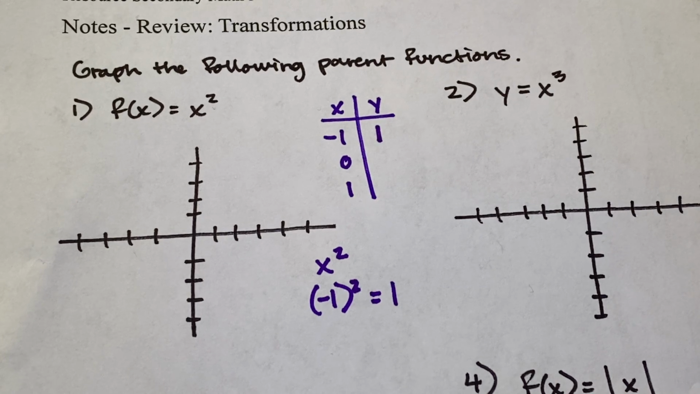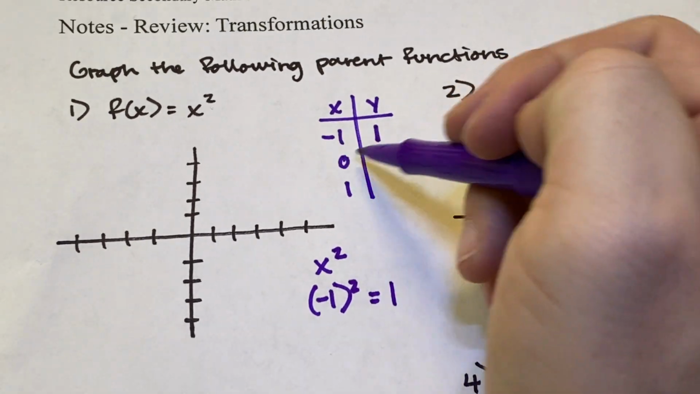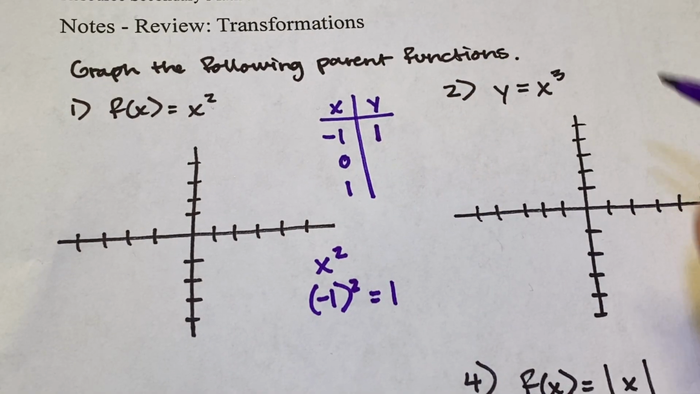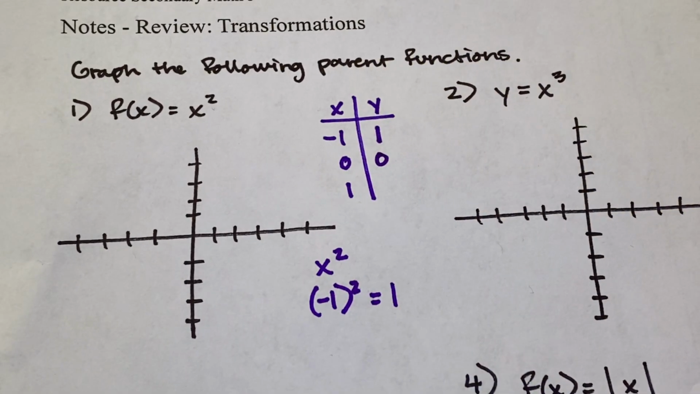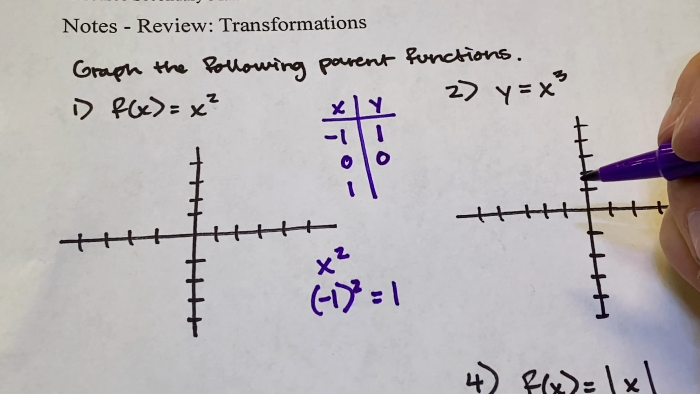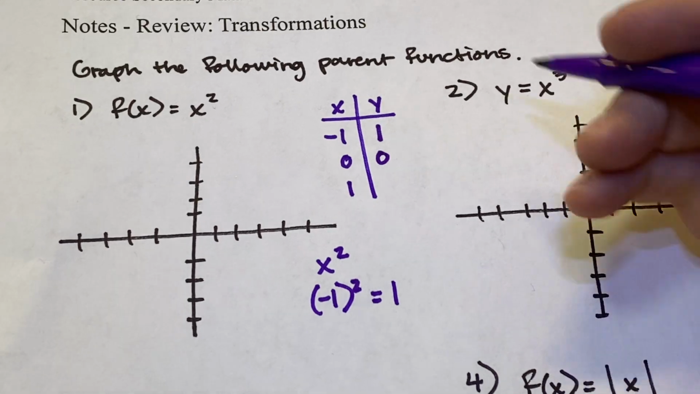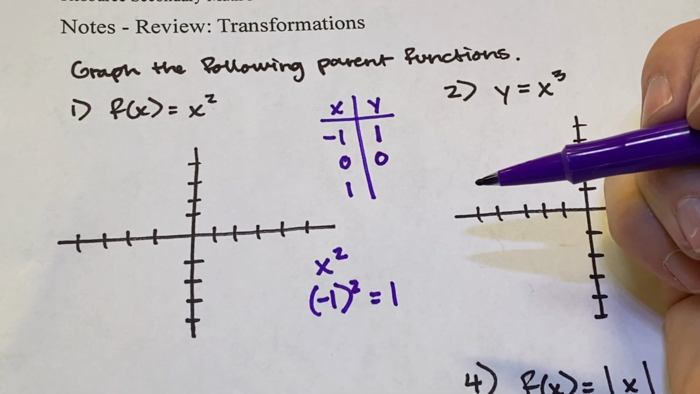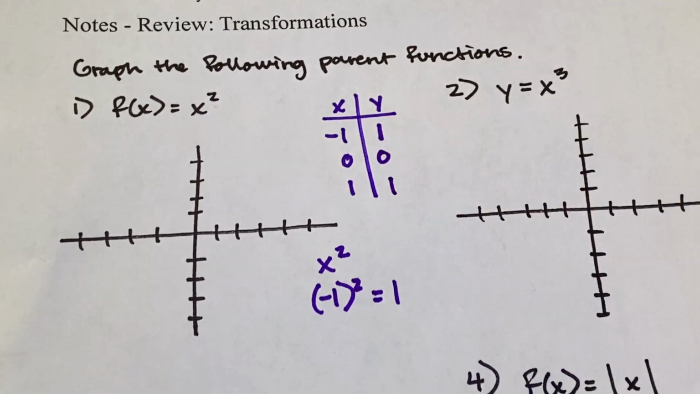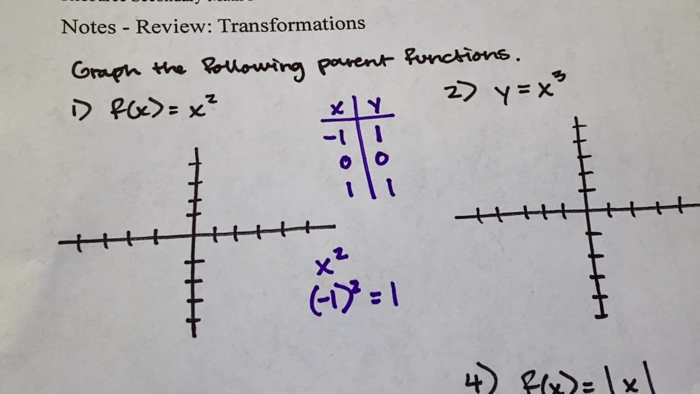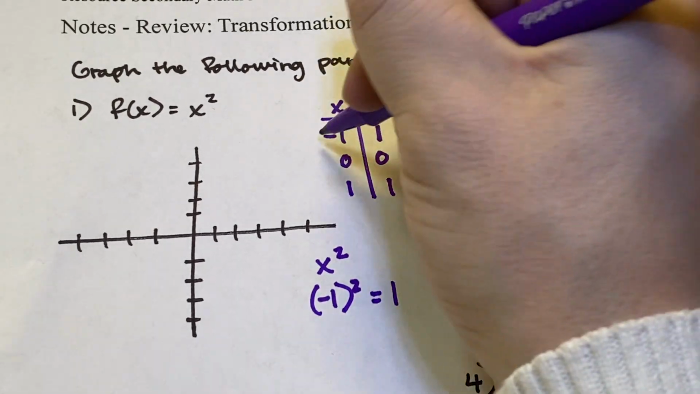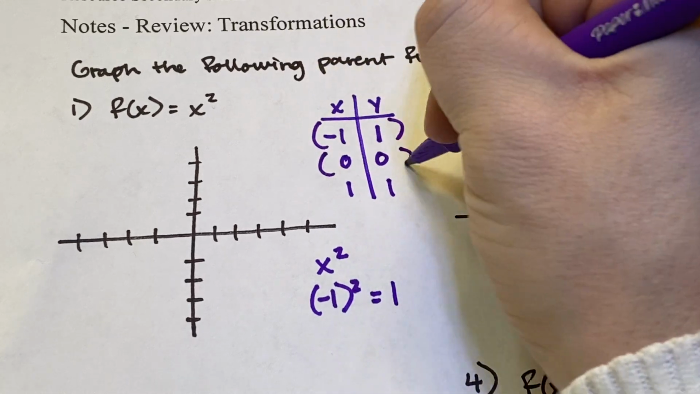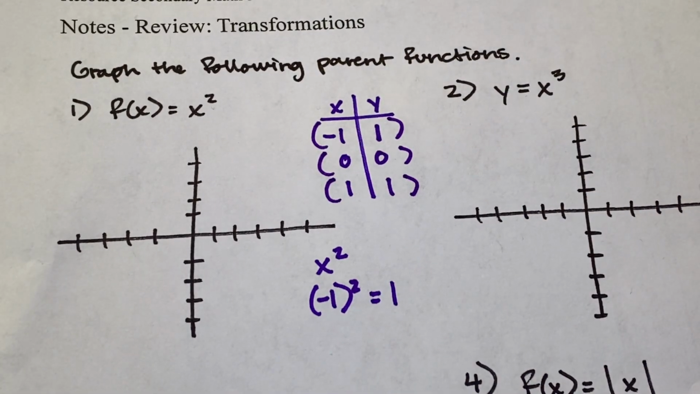The rest of them are pretty simple. We like 0. What is 0 squared going to give me? 0. Plug in a 0, we get out a 0. +1 is pretty simple too. If I plug in +1, what do I get out? +1. Okay, and those become what we call our parent function points. Those are our coordinate points.